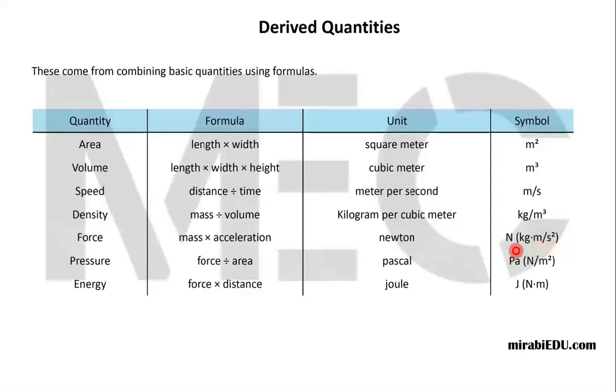So Newton is not fundamental. Force is not a fundamental quantity. Therefore, its unit is written based on basic units. So pressure is force divided by area. The unit of pressure is Pascal in SI. Pascal is equal to Newton per square meter. Energy is another derived quantity. It is calculated by force times distance. The unit is joule, and joule is equal to Newton times meter.